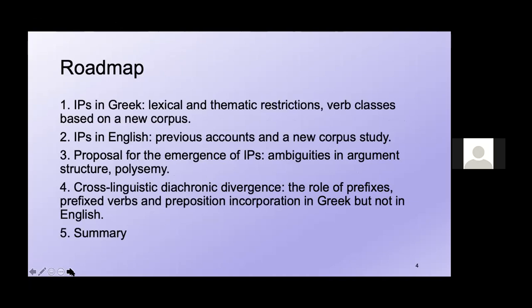And we have a proposal for the emergence of indirect passives involving ambiguities in argument structure and polysemy. And we'll also discuss some cross-linguistic diachronic divergence, the role of prefixes and prefixed verbs, and preposition incorporation, which plays a role in Greek, but not in English. And then we'll conclude with a summary.